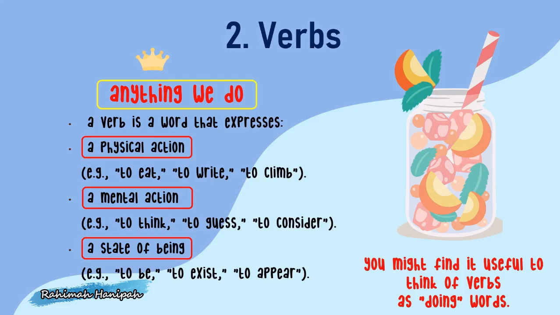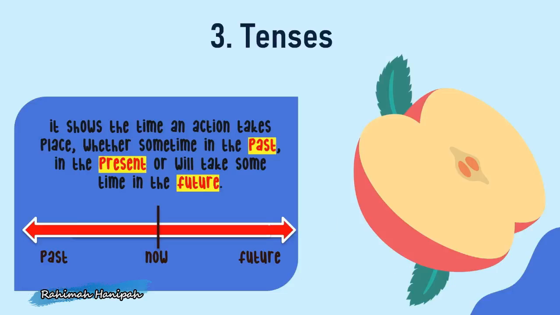So we find it useful to think of verbs as doing words, something that we do. A noun describes the words around us. When you talk about verbs, it's anything that we do. Okay, the third one is about tenses.